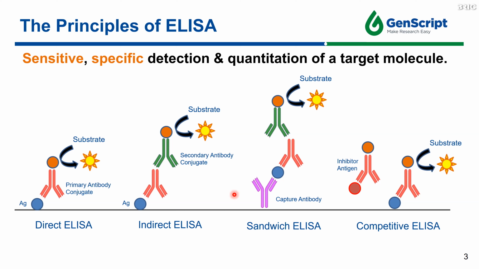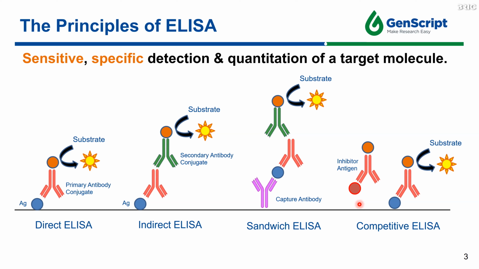In the sandwich ELISA format, it requires a matched, ideally non-overlapping antibody pair that recognizes different epitopes on the same antigen. This kind of format is very useful for detecting and quantifying antigens in unknown samples. Sandwich ELISA is generally more sensitive than the direct or indirect ELISA, and it allows for rapid, specific detection of an antigen.